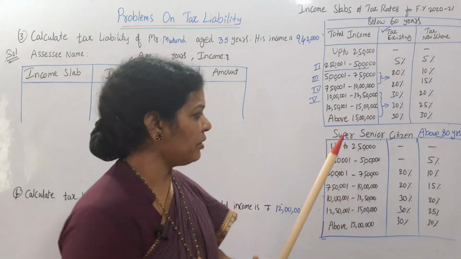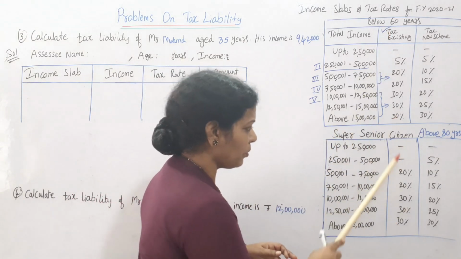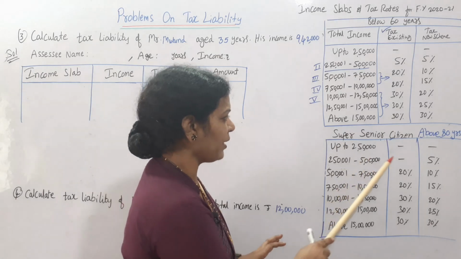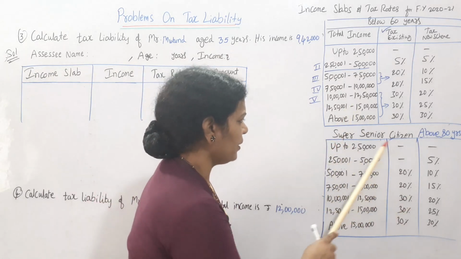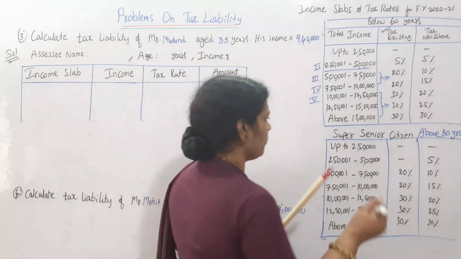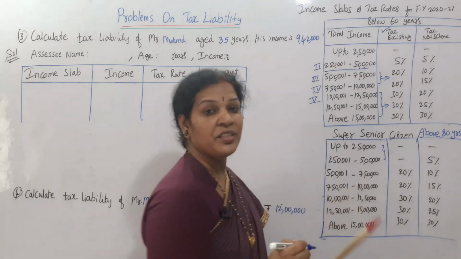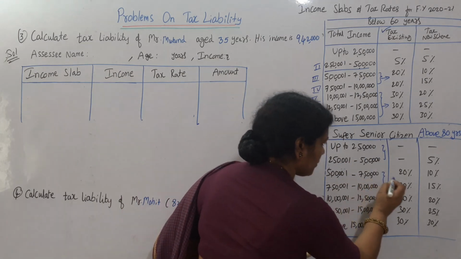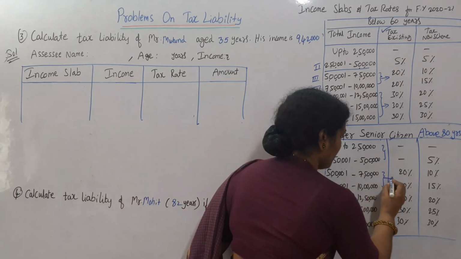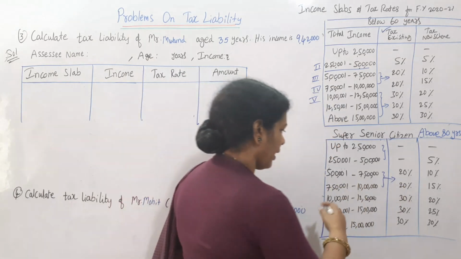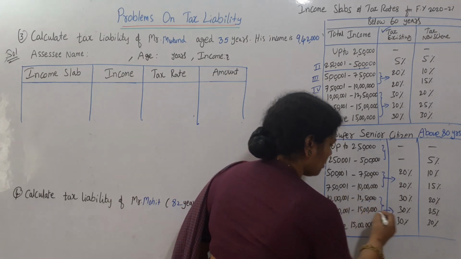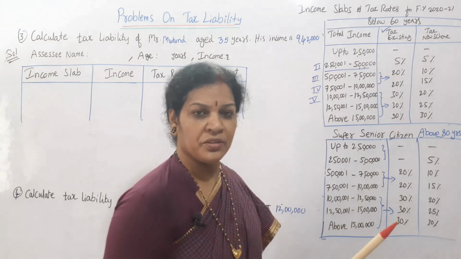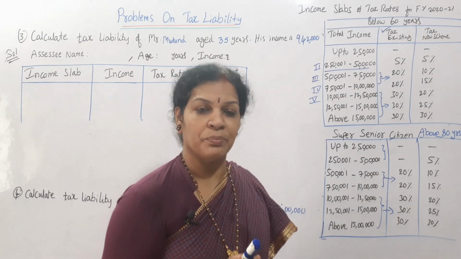Above 80 years. What is the slab rate? Now, we'll see only the existing tax scheme, not the new scheme. So up to 5 lakh, tax is nil. Then 5 lakh to 10 lakh, 20%. Above 10 lakh, 30%. Easy to remember. Up to 5 lakh nil, 5 lakh to 10 lakh 20%, above 10 lakh 30%. Simple.